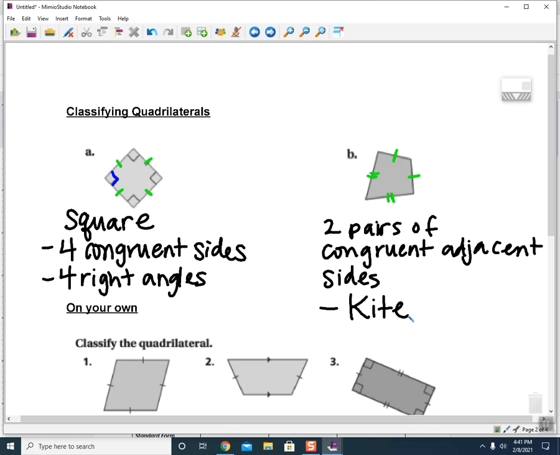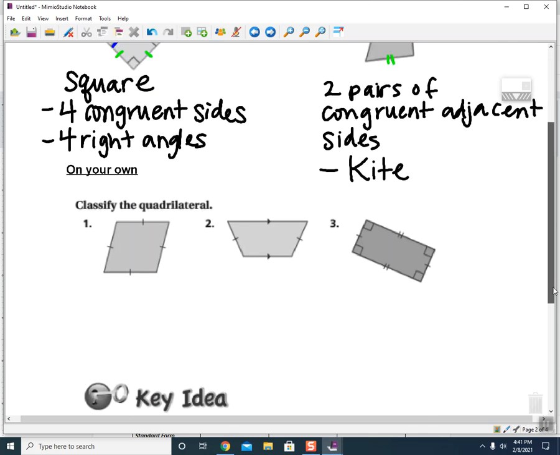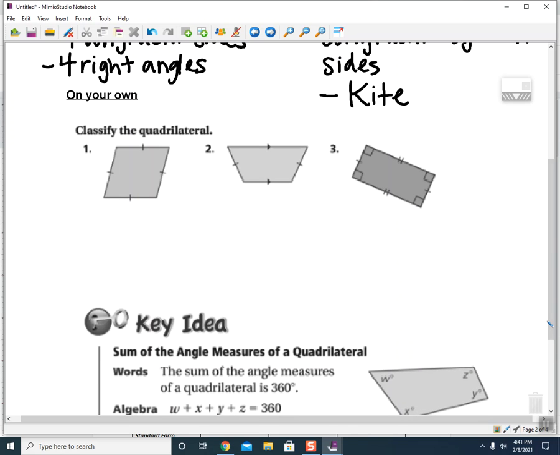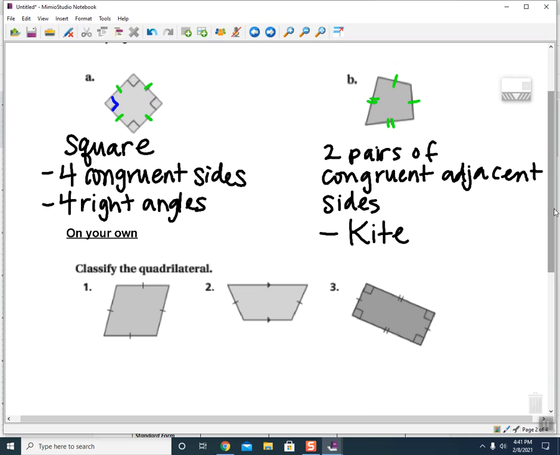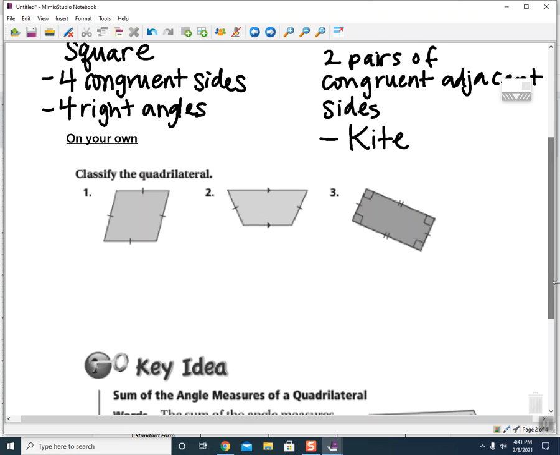Okay, so here's what I want you to do on your own. These next 3, classify each of the quadrilaterals, and I want you to, as I did up here, not only tell me what the name of the quadrilateral is, but also explain why. So I knew that this was a square because it has 4 congruent sides and 4 right angles. So look at these shapes, tell me which one it is, and then tell me how you know, okay? So go ahead and pause here, do the next 3 on your own, and then you can come check your answers with me when you're done.